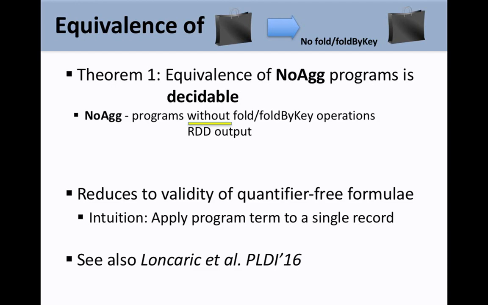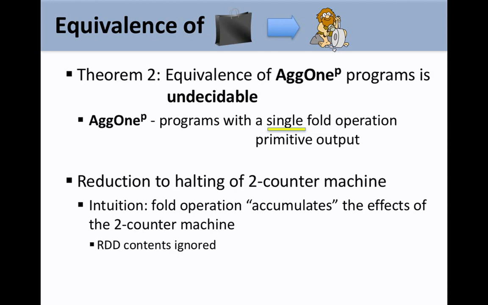And we are not actually the first ones to make this observation. It was done before. But what's interesting about our work is that we talk also about aggregation. And with aggregation, what we show is that if you have a program which has a single fold operation, which at the end produces a primitive result, then it's impossible to decide if two programs are equivalent or not in general. And intuitively, it's because we can somehow reduce the problem of the halting of a two-counter machine into a fold operator, which basically goes over the RDD and operates on it, ignoring the content and basically using the number of elements in the RDD to make the steps.